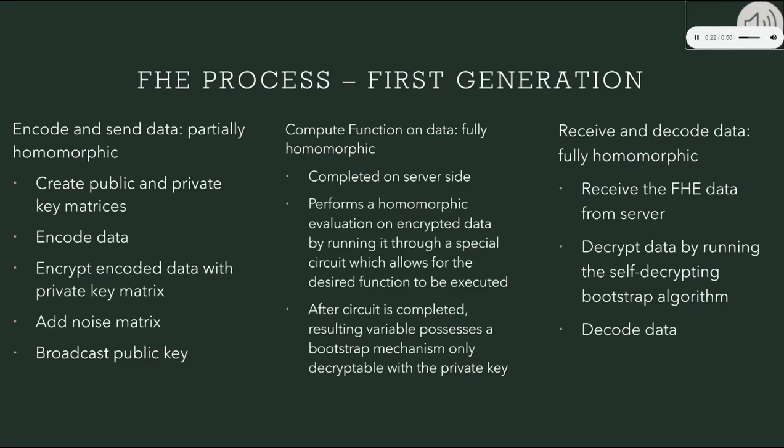Once the data is transmitted, the server containing the function which needs to be computed performs a homomorphic evaluation on the encrypted data by running it through a special circuit which allows the desired function to be executed. The result is a variable possessing a bootstrap mechanism only decryptable with the private key of the sender of the data. After the completion of the circuit, the results are considered fully homomorphic since the results are also encrypted and sent back to the requester for decryption. The decryption process can be observed on the last column to the right.